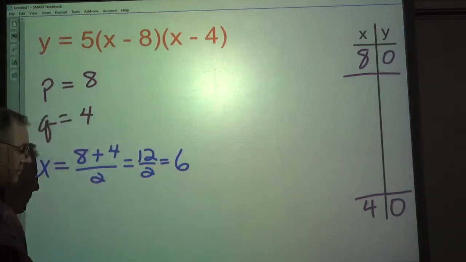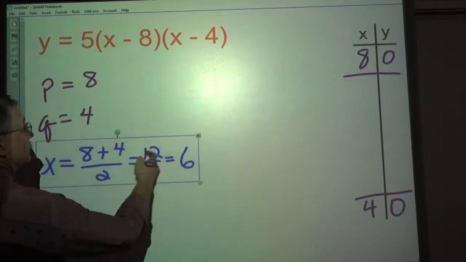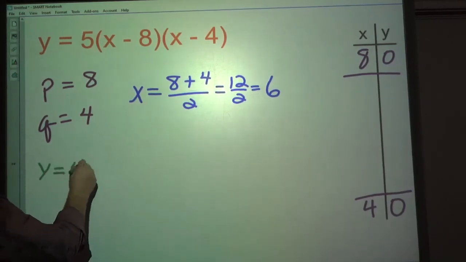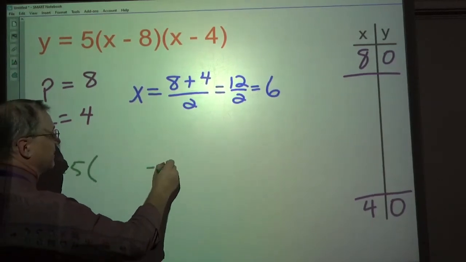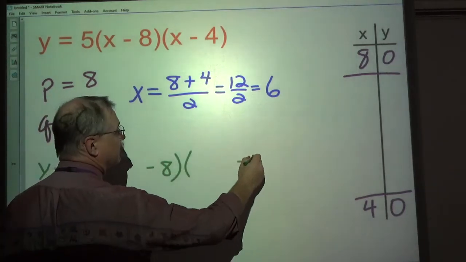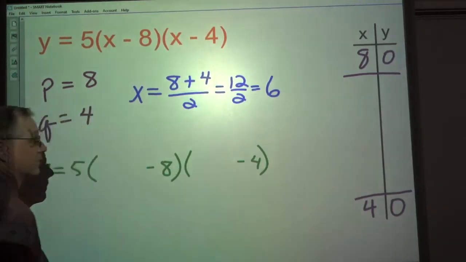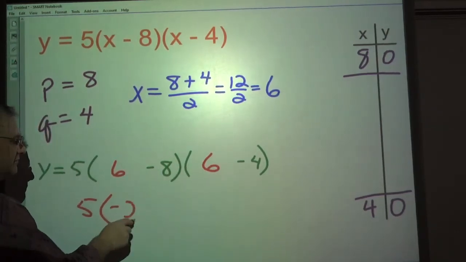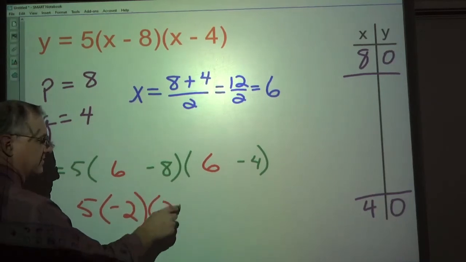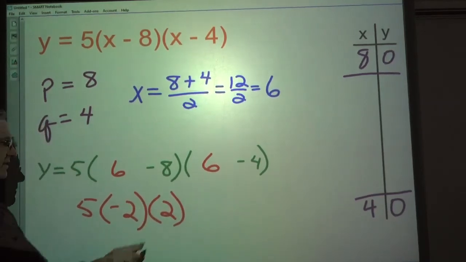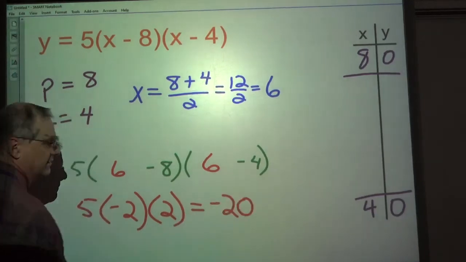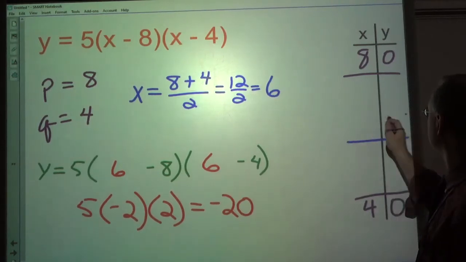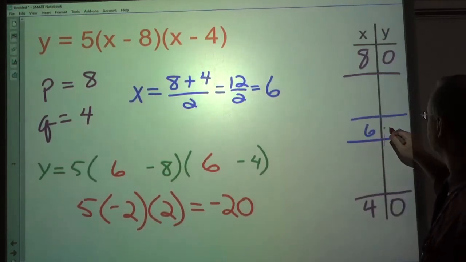In fact, I'm going to move that up over here. The y value is 5 times x minus 8, x minus 4. And we're going to fill in 6. 6 minus 8 is negative 2. 6 minus 4 is positive 2. And when I multiply these together, I get negative 20. So I've got my x and my y values. X is 6, y is negative 20.